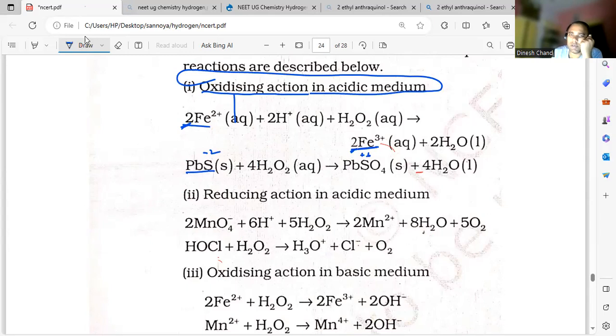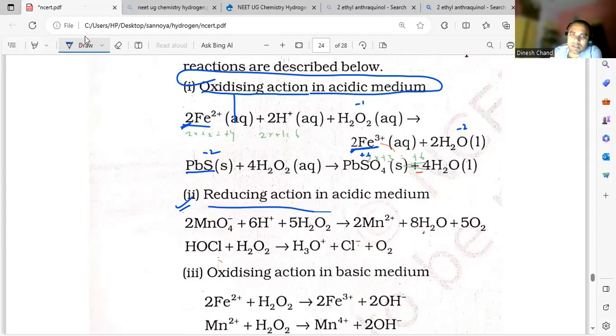Here you see, when hydrogen peroxide goes from -1 to -2, it is taking electrons. The total positive charge on the reactant side is equal to the total positive charge on the product side. Here it is 2 into +2, which is +4, plus 2 into +1, which is +6. Similarly, on the product side, it is 2 into +3, equal to +6. Correct. So this is the oxidizing action in acidic medium.